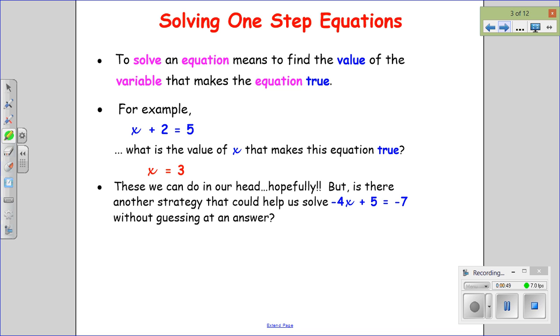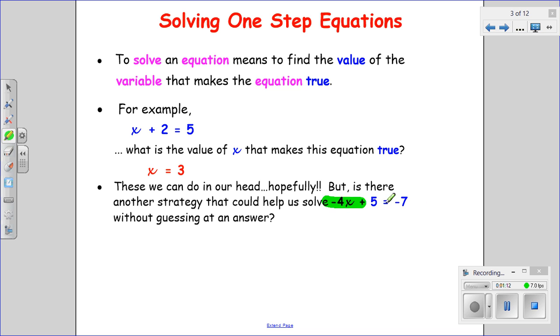Solving one-step equations. We need to know that to solve an equation means to find the value of the variable that makes the equation true. So if I look at the example x plus 2 equals 5, I can think about that question in my head and I can think, what number added to 2 equals 5? Well, obviously that's 3. And I can do those questions hopefully in my head.